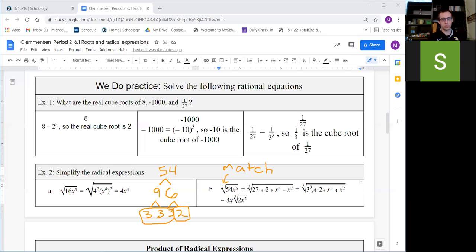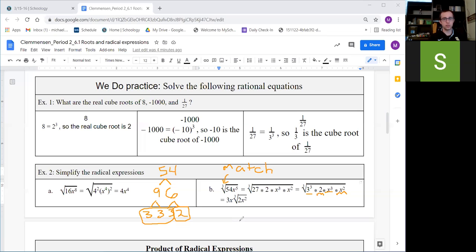Rewrite the 27 as 3 cubed. Both this one and this one can be simplified because they both have a power of cubed. While these two can't be simplified, the 2 and the x squared can't be because they don't have a power of cubed. So they stay inside, and these two go on the outside.